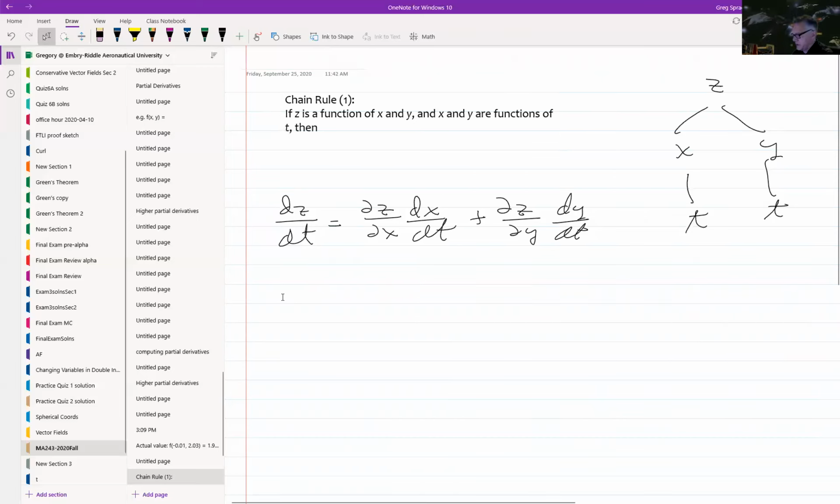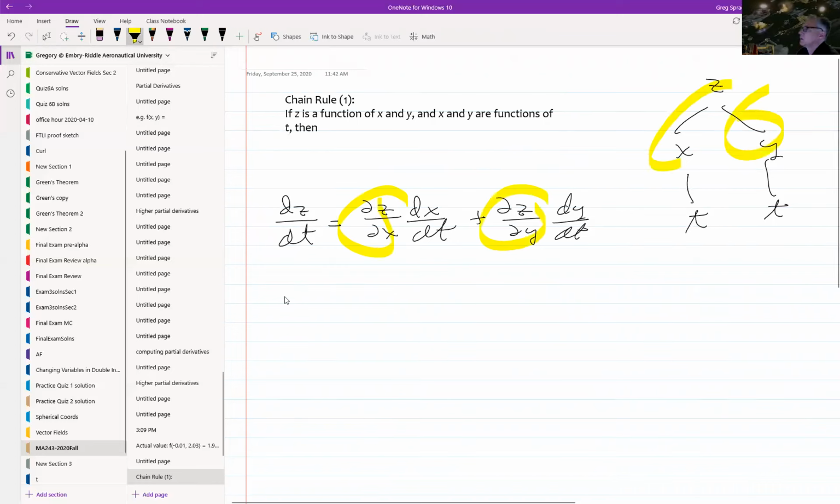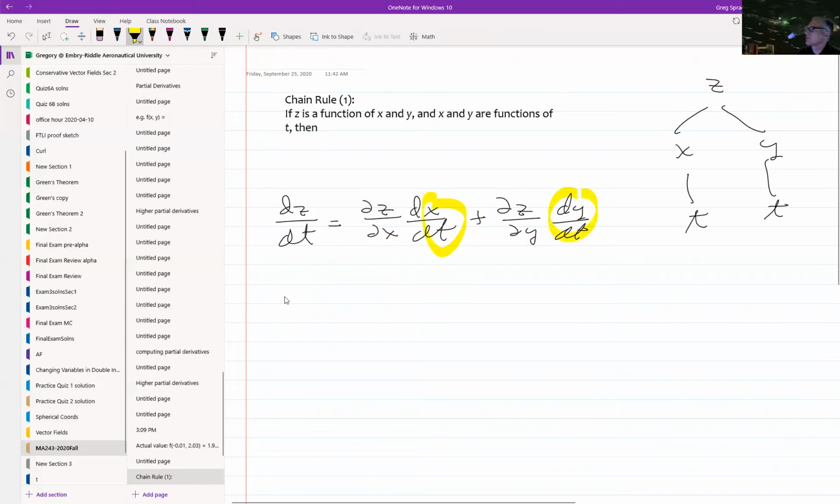Now, one thing that might look a little weird about this is the right-hand side has both partial and regular derivatives. That's because z is a function of x and y. But x and y are each a function of only one variable. So those are regular derivatives. Don't sweat that too much. It's confusing. So if you write the wrong kind of derivative there, it's not a big deal.